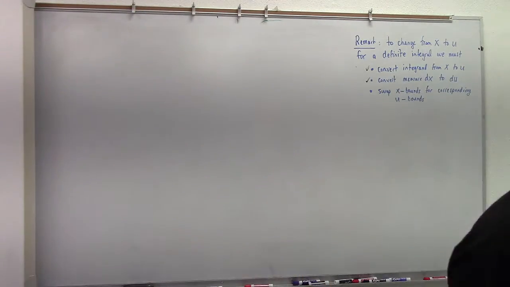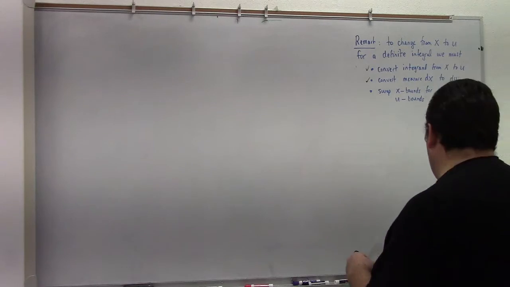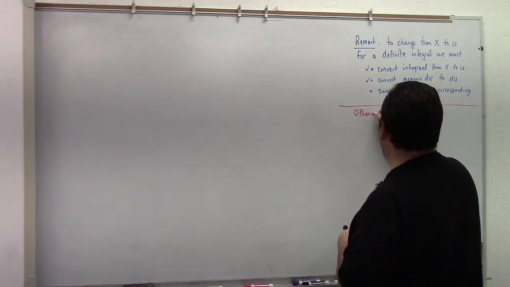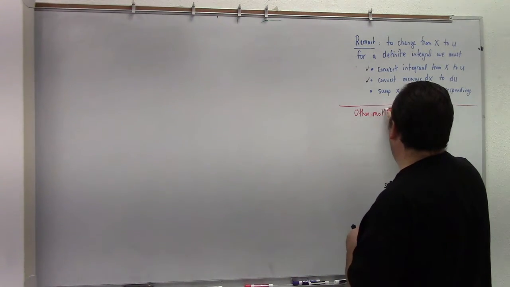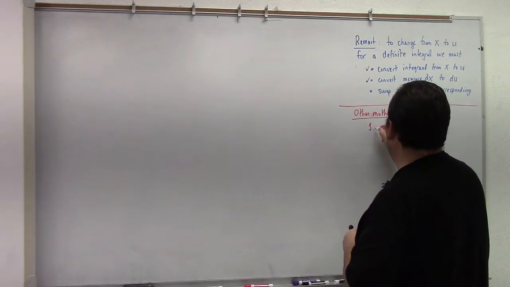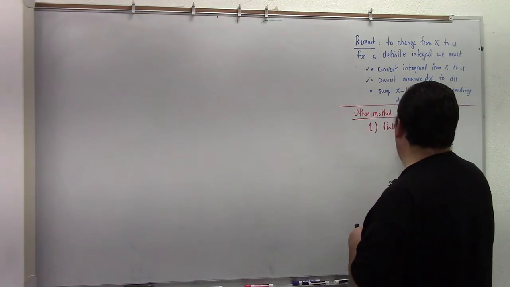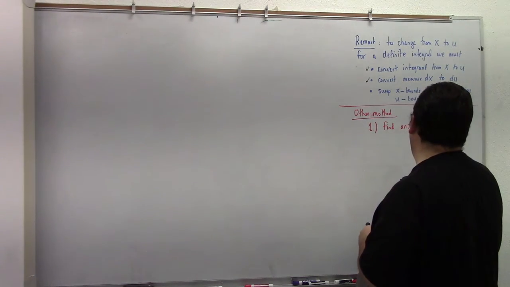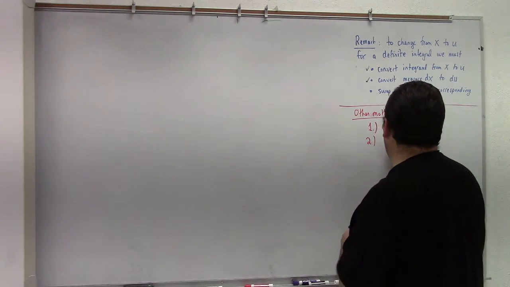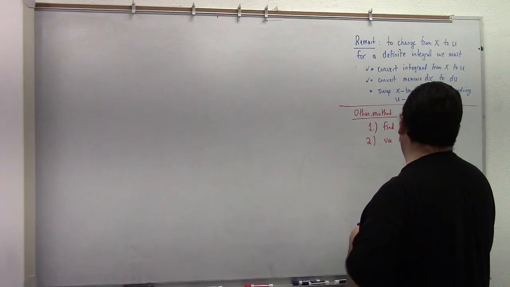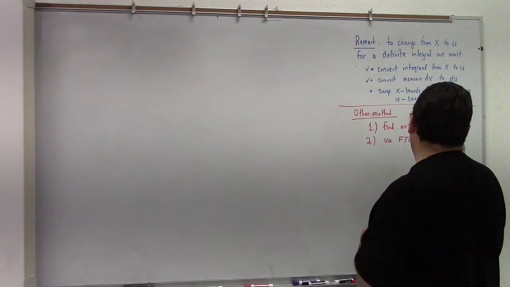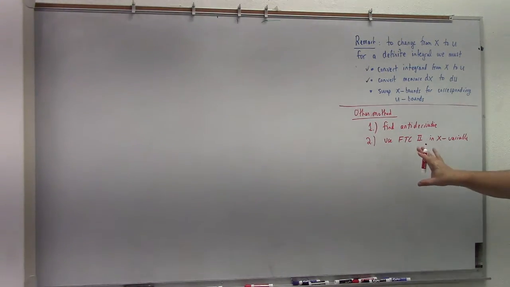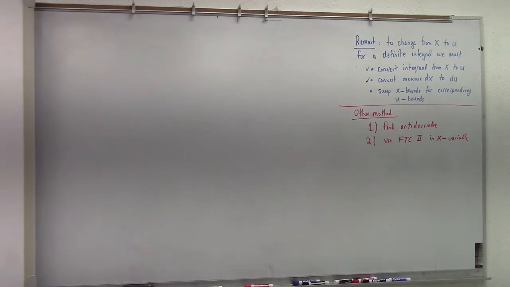So I will write right over here the other method. Number 1, find the antiderivative. Number 2, use FTC2 in the x variable. So in this scenario, you never change the bounds.